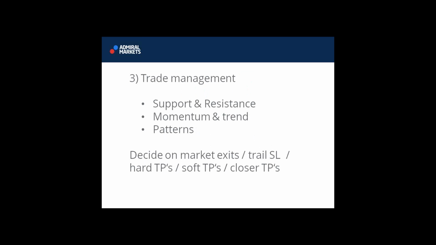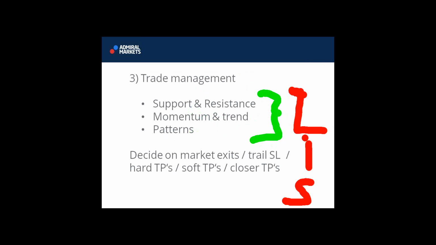So, trade management. Basically, support and resistance, momentum and trend, and patterns are important to understand the market structure in general. These three things we can use for understanding where the decision spots are, where the lines in the sand are. So by using support and resistance, momentum and trend, and patterns, we can judge where those lines in the sand, or DS, decision spots, are, right?